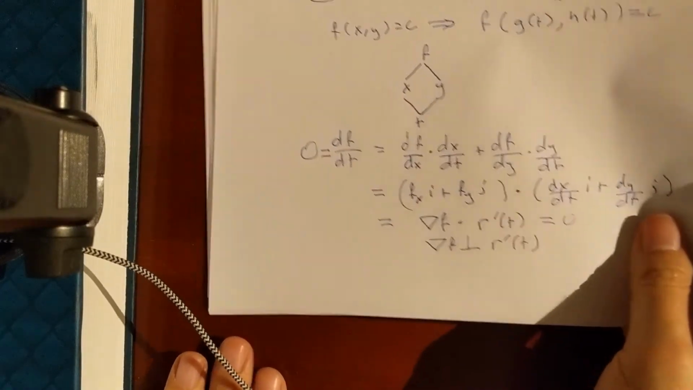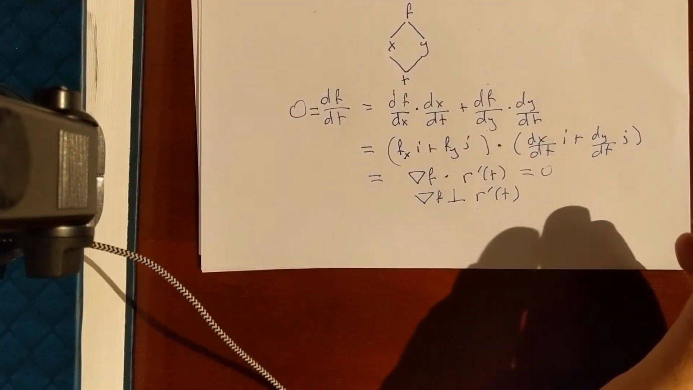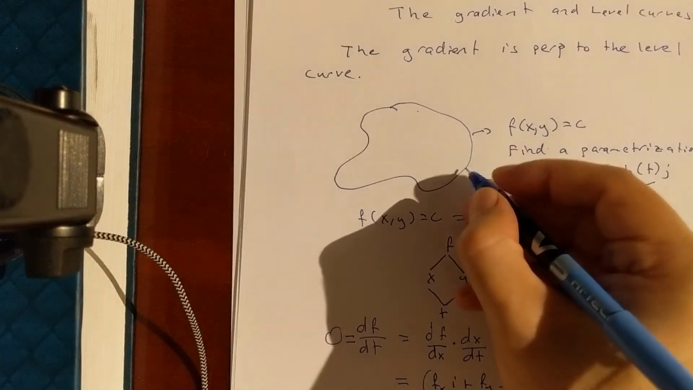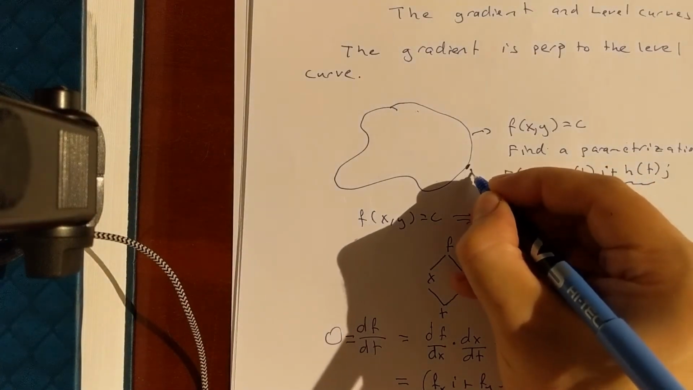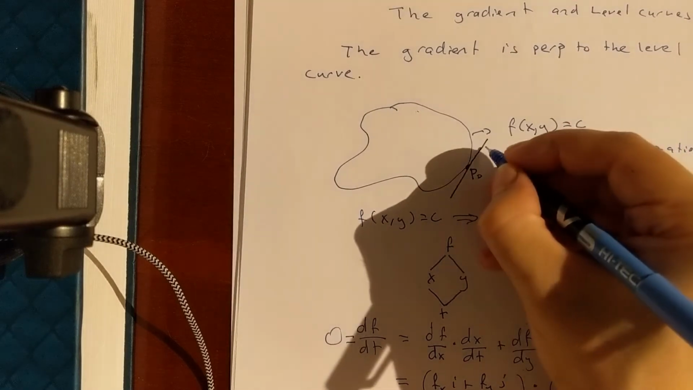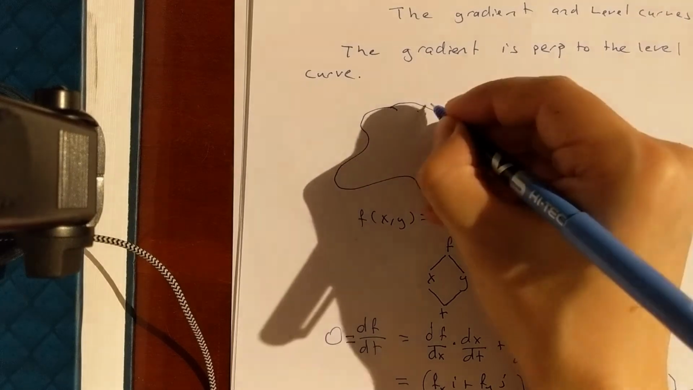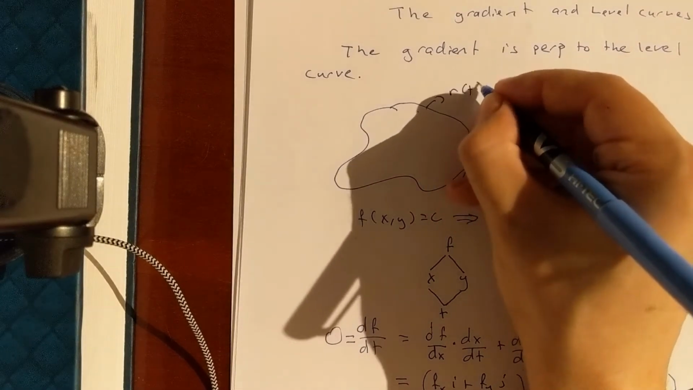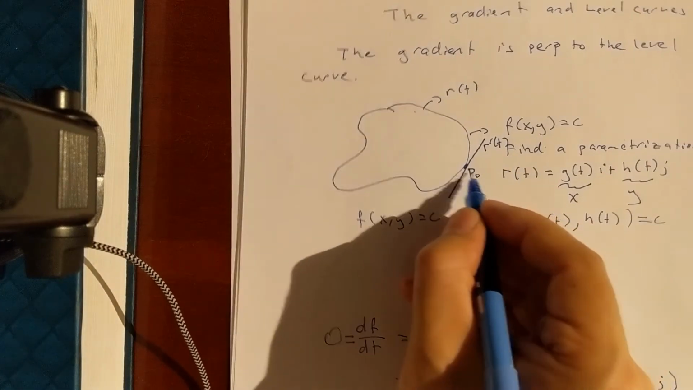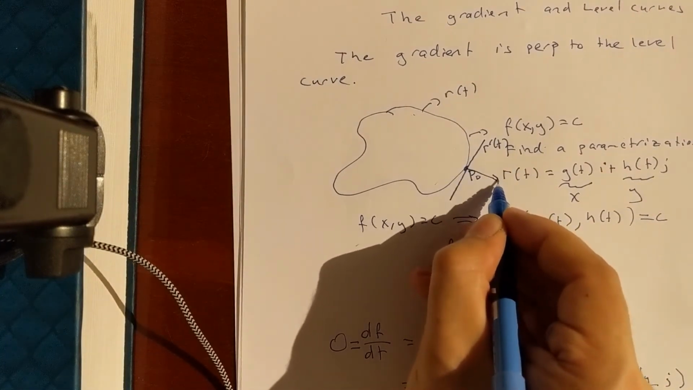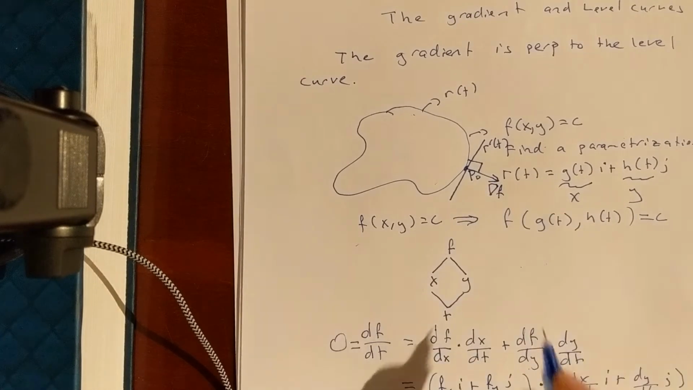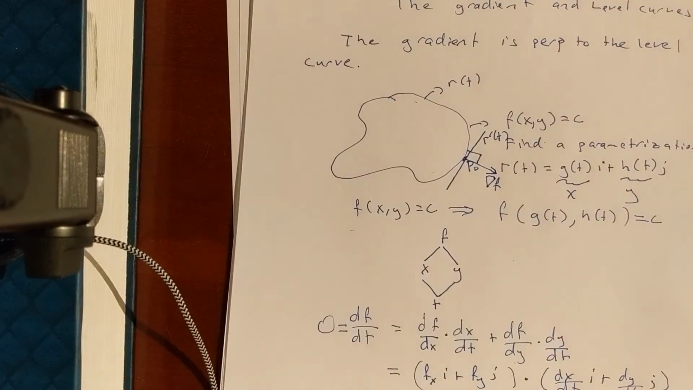But what is r prime? R prime is the tangent to this level curve. If we're given a point P naught here, the tangent will be r prime t. And if this curve was r of t, the tangent is of course going to be r prime t. So it says r prime t and the gradient have to be perpendicular. So this would be the gradient of f. So they always got to be perpendicular.